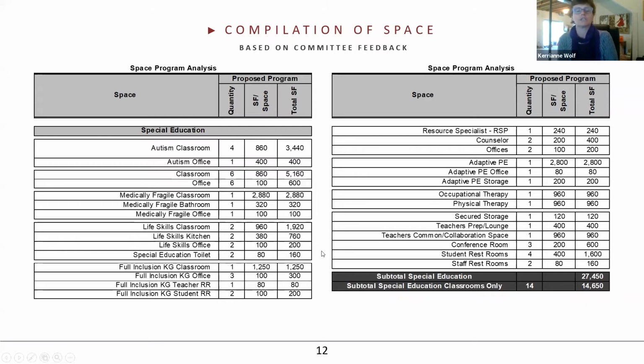In addition to the classrooms and the adjacent support spaces, you also see that there are things like the adaptive PE space, occupational therapy, physical therapy, and then again at the bottom, some of the same spaces that you would see in any other facility. But additionally here, some teacher prep, teacher collaboration space, and so on. And I'll talk a little bit more about the placement of those in the facility when we get to the adjacency model.